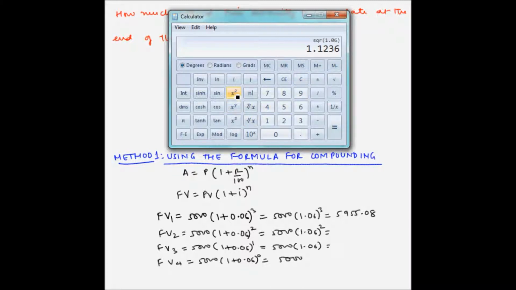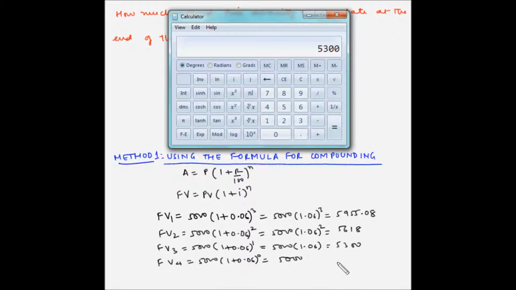For the second year, 1.06 square into 5,000. So this is 5618. For FV3, 1.06 into 5,000. So this is 5300. And FV4 is 5,000.